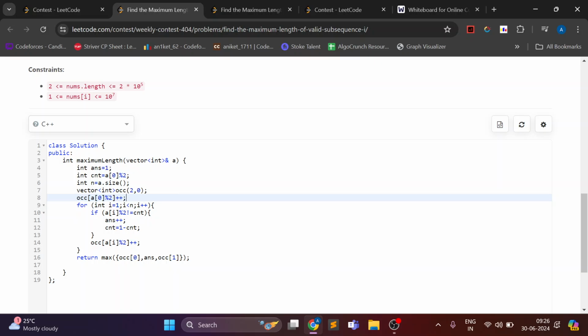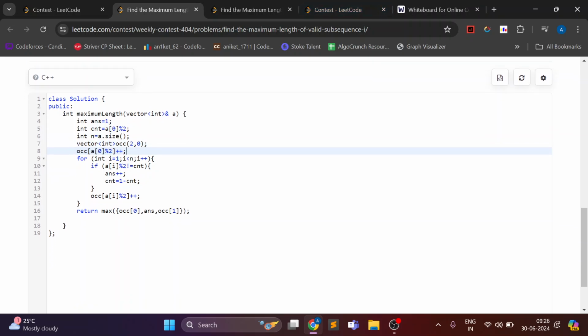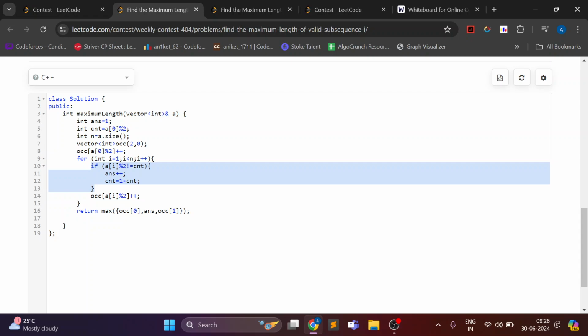So basically we have to check for maximum zeros, maximum ones, and an alternating sequence of 0 1 or 1 0. So for that, what I have done is I have declared an answer variable, current mod 2, and I have also declared an occurrence array for storing the frequency of 0 and 1. Now I'm iterating, and this if is for checking the alternative subsequence. That means if A of I mod 2 is not equal to CNT, meaning not equal to the previous mod 2 value, I will increment answer and make CNT equal to 1 minus CNT.